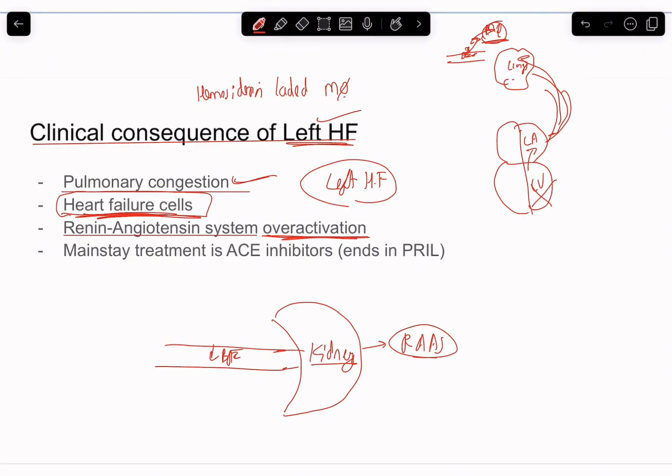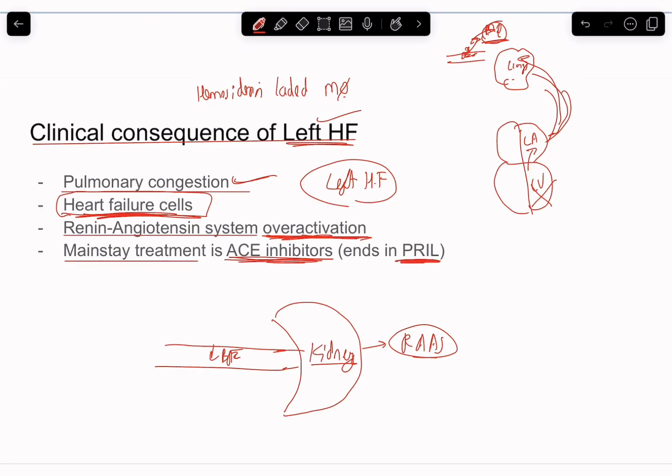It will retain a lot of sodium and water in a greater amount in your system, eventually leading to high blood pressure. So this is where the problem is. You already have a heart failure situation, so the blood is already being backed up in the system and the kidney is trying to retain more fluid into the system, so the condition gets worsened. That's why the mainstay treatment is the use of ACE inhibitors. These are your drugs that end in pril. So captopril, lisinopril, those can be used.